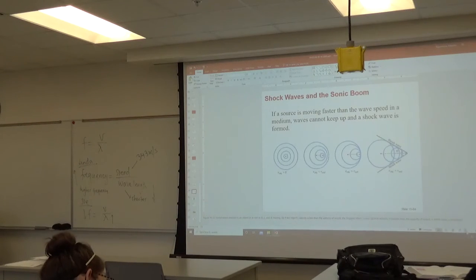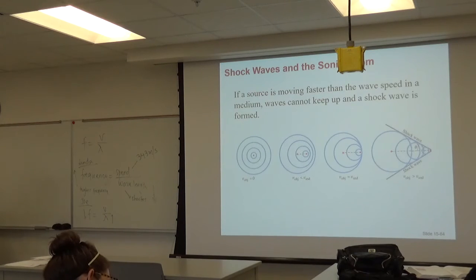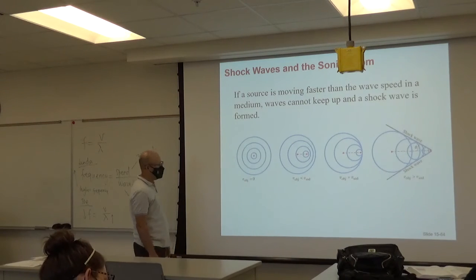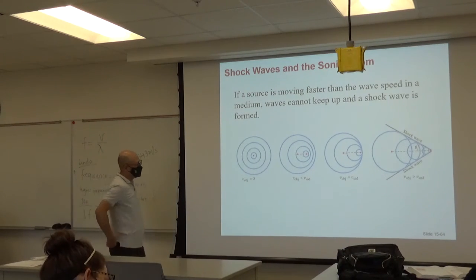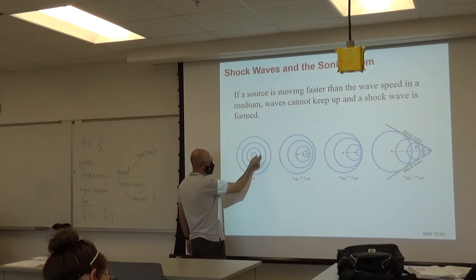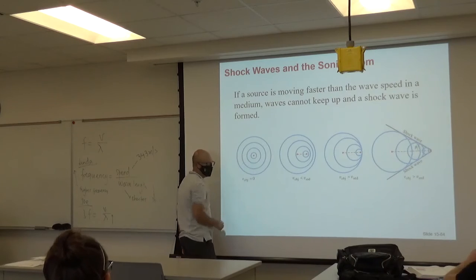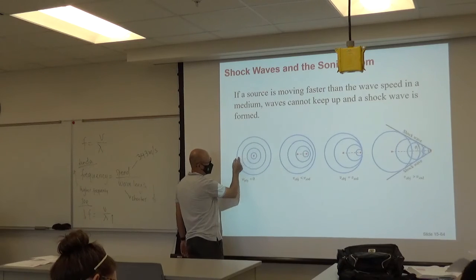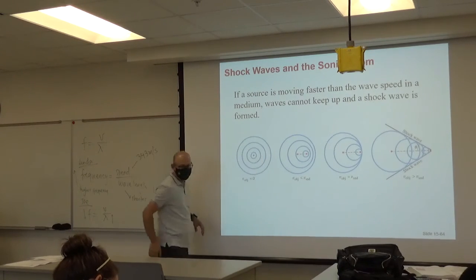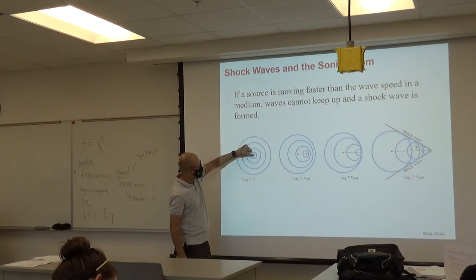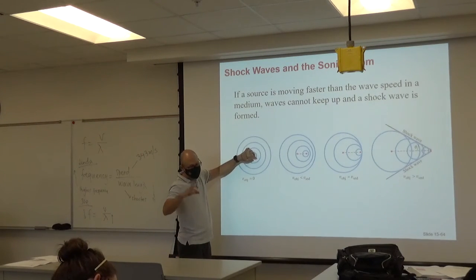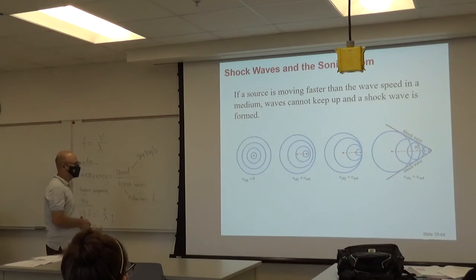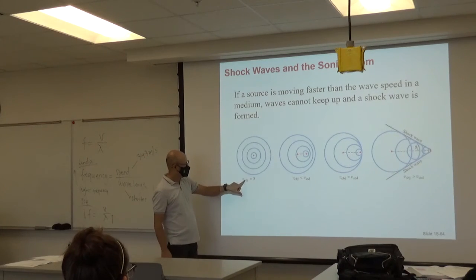So the next thing is shock waves and sonic boom. When the source of sound is at rest, the wavefronts would have the same distance from each other. In other words, the wavelength on this side will be the same as the wavelength on this side. So you spread out uniformly. This is when the speed of the source of sound is 0. The source is not moving.